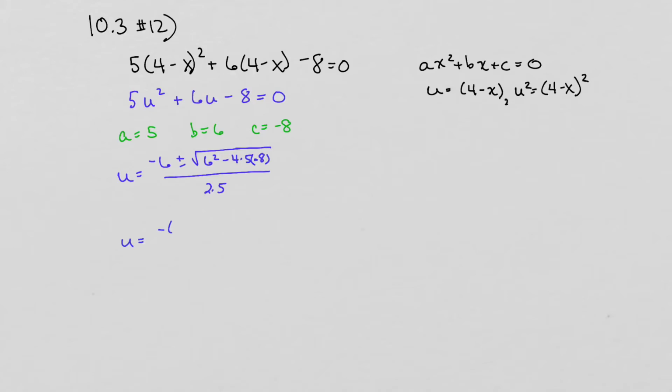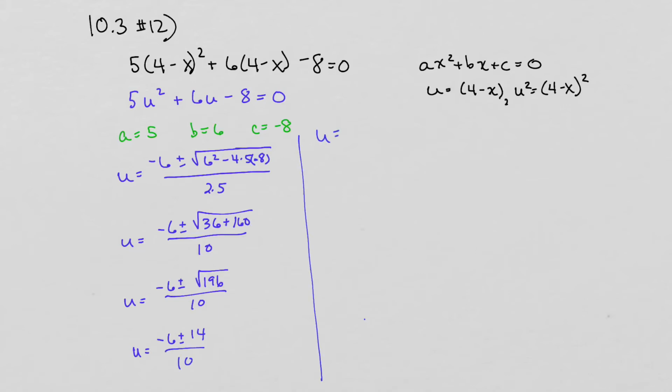So u equals negative 6 plus or minus the square root of 36, and then we have a plus from minus a negative. So 20 times 8 is 160, all over 10. So u equals negative 6 plus or minus the square root of 196 over 10. What is the square root of 196? Is that 14 squared? Let me just double check. So the square root of 196 is 14. So we have negative 6 plus or minus 14 over 10.